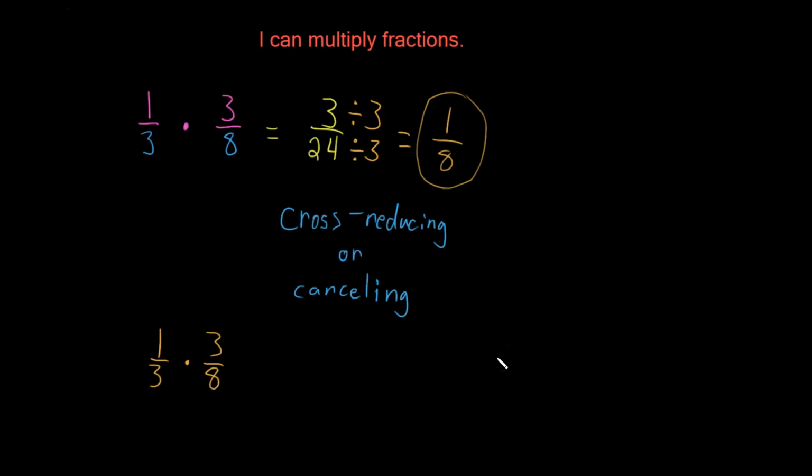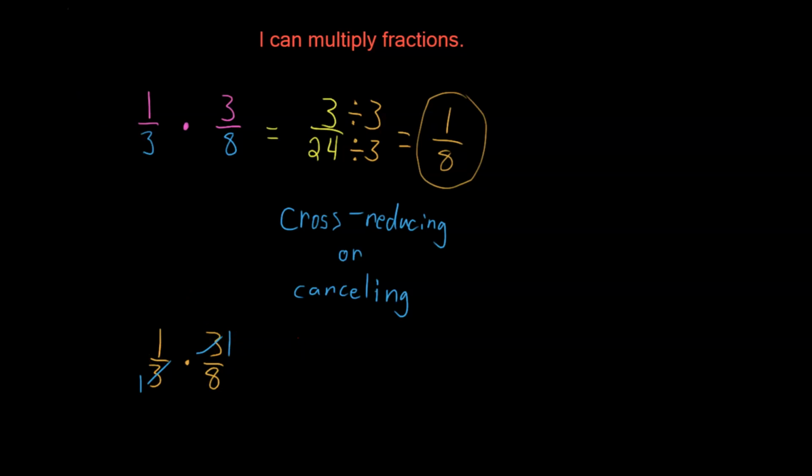So we're given the same problem. We're given 1/3 times 3/8, and we notice that in this denominator there's a 3, and the fraction that we're multiplying by has a 3 in the numerator. So what we can do is cross-reduce or cancel these two out from each other. So we can cancel them out. We would just divide them both by 3 because that is the greatest common factor between these two. And so it would just give us 1 for both.